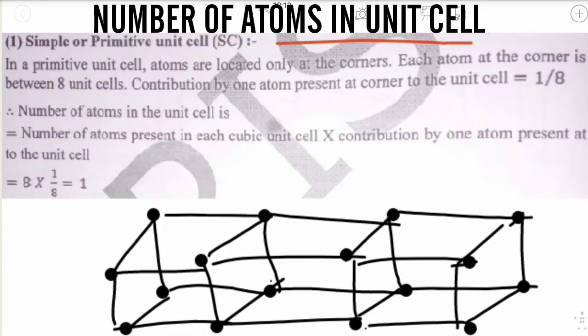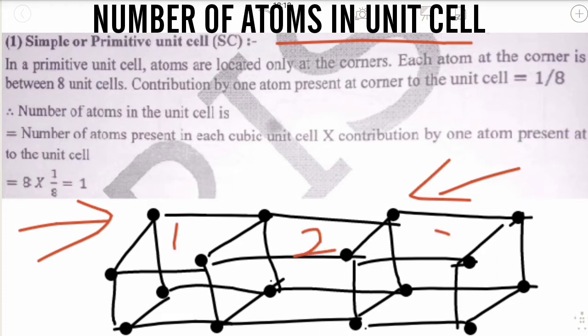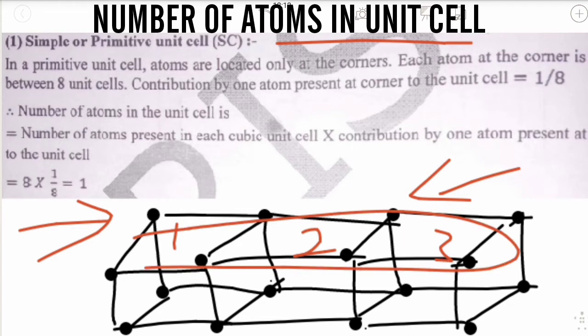Number of atoms in a unit cell. How many atoms are present in each unit cell? We know that a crystal lattice is made up of a very large number of unit cells. This is a crystal lattice and it consists of 3 unit cells: 1, 2 and 3. Every lattice point is occupied by one constituent particle, which can be an atom, molecule or ion.